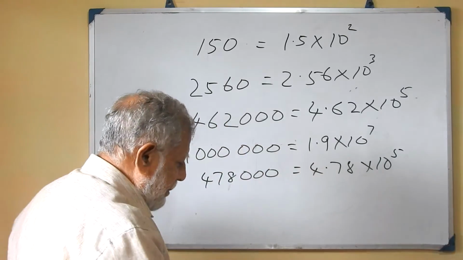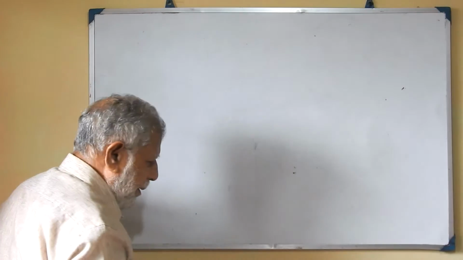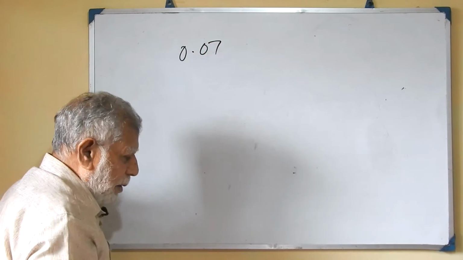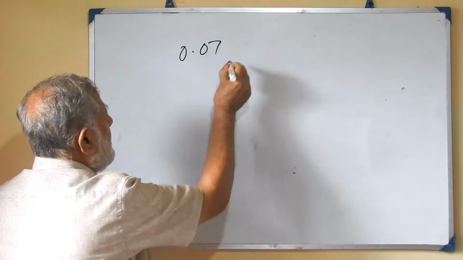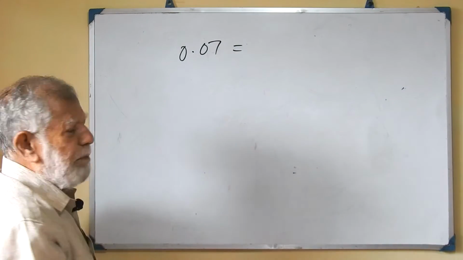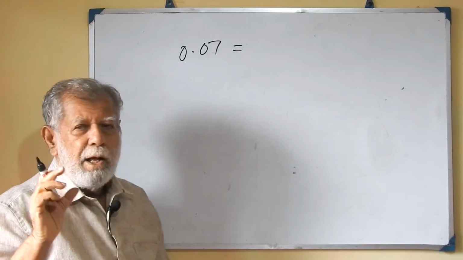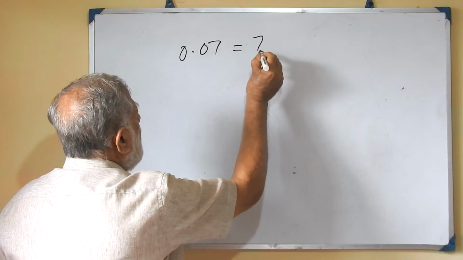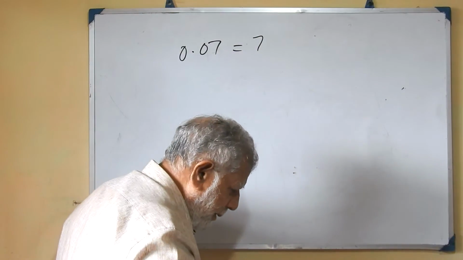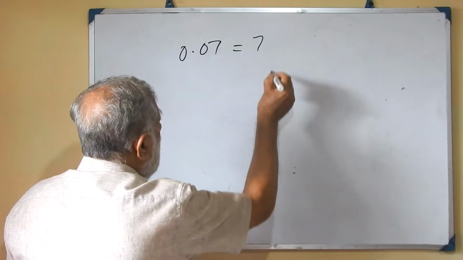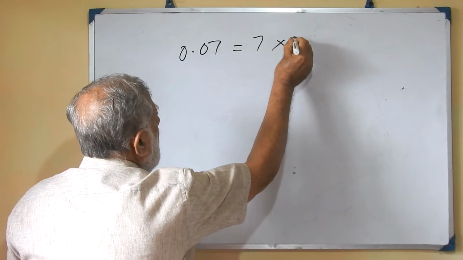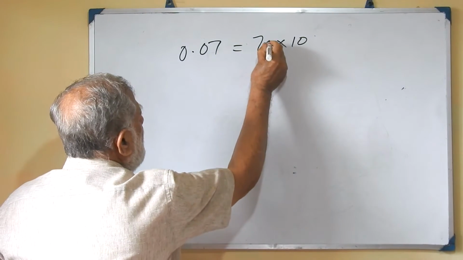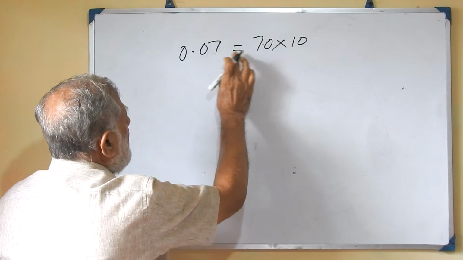We'll take another example. Supposing we have a number 0.07. How to write this in scientific notation? What you do is this. Now here, always we must start with the first digit and decimal point. So it will be 7 point into 10 to the power of. Now we put here 7.0, you can put 7.0 even, no problem, 7.0. So we put the decimal here.